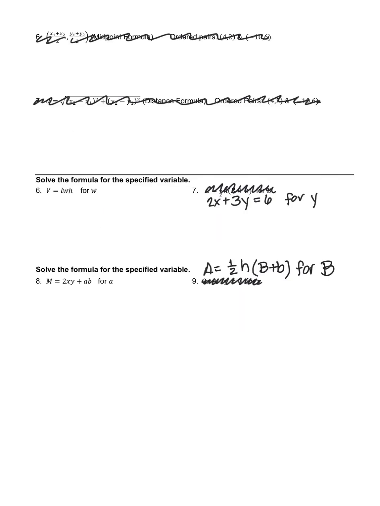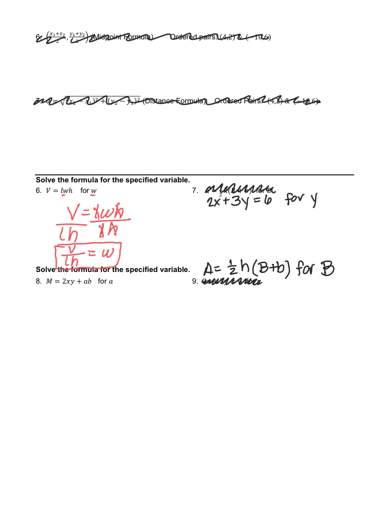Number 6, solve the formula for the specified variable. So as you can see, we are solving for W. If we have V equals LWH, now we have to divide out our L and H because they're being multiplied together, so we need to divide them out on both sides. So of course our L's cancel and our H's cancel, and we are left with W equals V over LH as our answer.